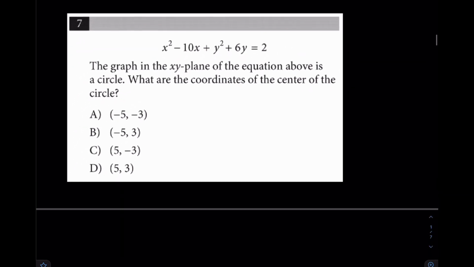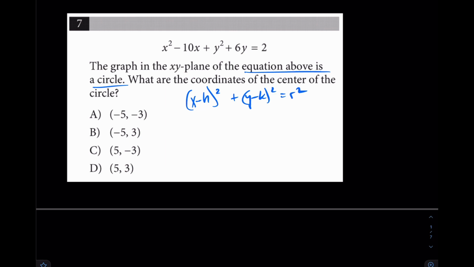Let's go to these questions down here. This is number 7. This is actually from the October 2022 exam, really just a few months ago. It looks like 4 months ago at this point. What is it asking about? Well, it's asking about the equation of a circle. And I know that the equation of a circle is (x - h)² + (y - k)² = r².